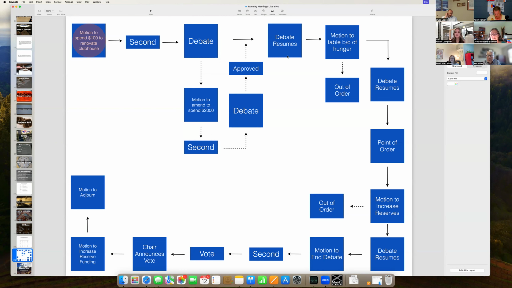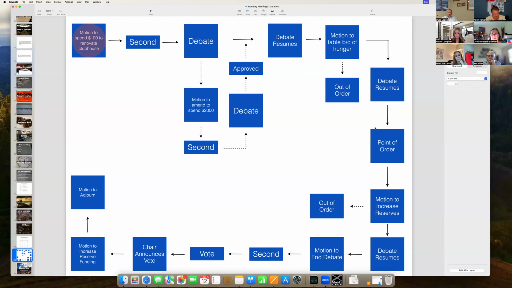Now, if Bruce makes a motion to table because we need to spend more time, hire a contractor, have an inspection done, get bids, that's appropriate. And then I would say, fine, we'd go through the same process: motion to table, second, debate, vote. But in this case, I'll say, Bruce, that's out of order. And then we move back to the discussion of should we spend $2,000?